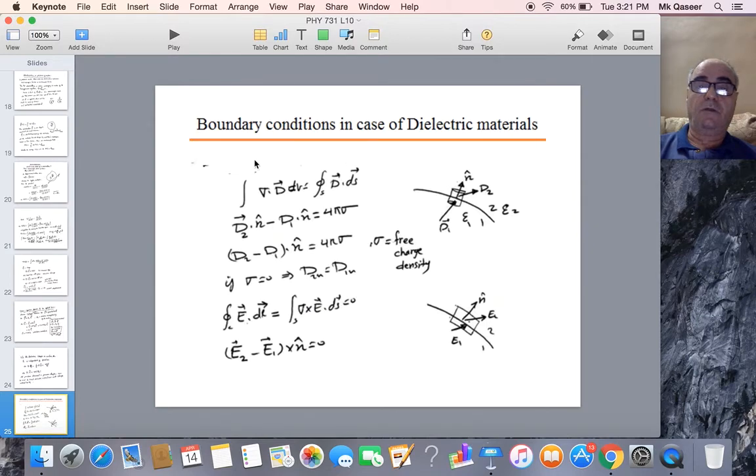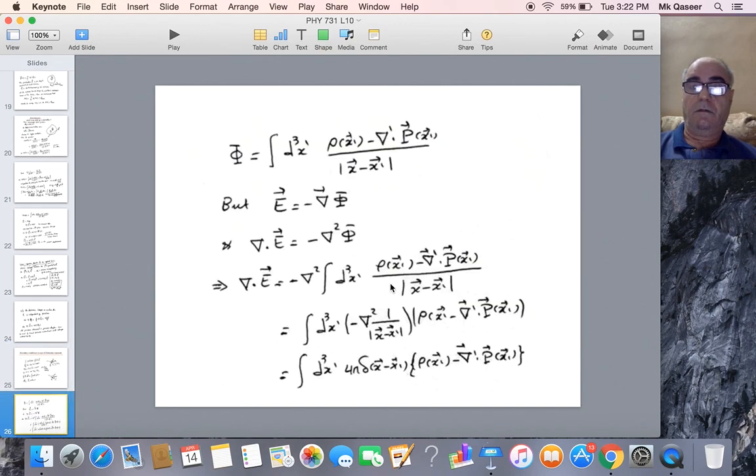Finally, let me remind you of the boundary conditions. As you cross the boundary, you apply Gauss's law, and there is a jump in the normal component of the electric displacement. If there is no surface charge density, then the normal component is continuous. The tangential component of the electric field is continuous. We apply Gauss's law here. We know this from the first class of this semester. Thank you.